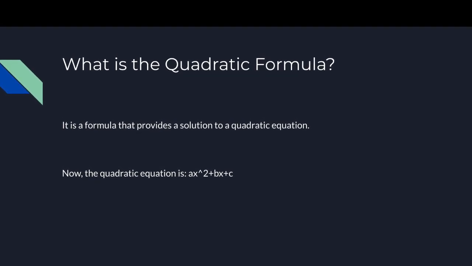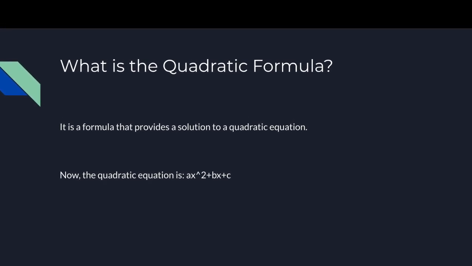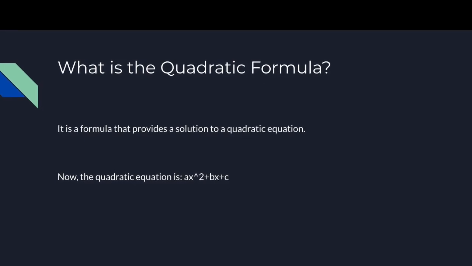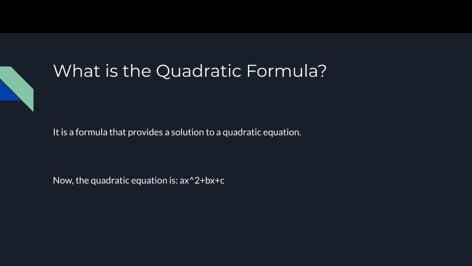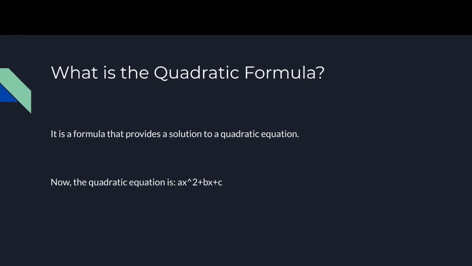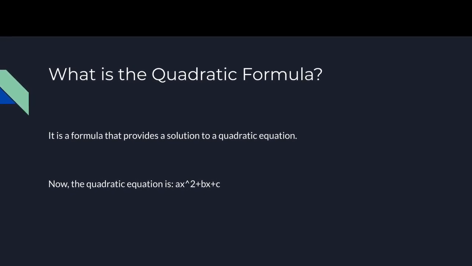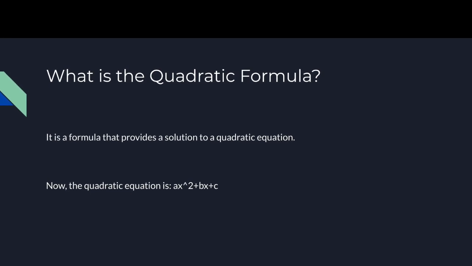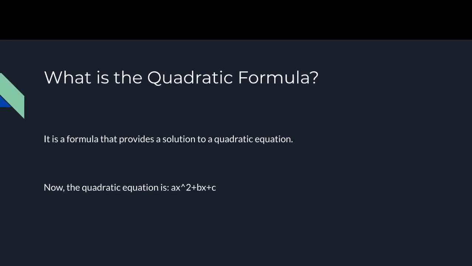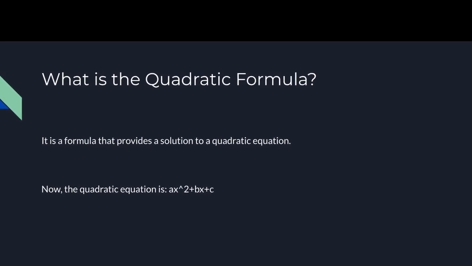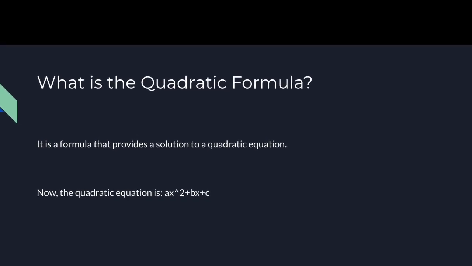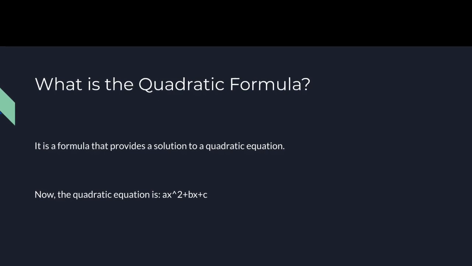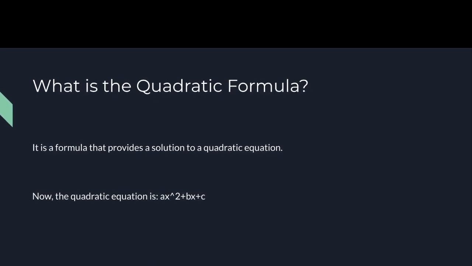So, of course, you have to know what a quadratic equation is. Well, the quadratic equation is ax², that means x to the second power, plus bx plus c. And I'll show you some examples of that with actual numbers in it soon. So, now that we know the equation that we're using for the quadratic formula, let's look at the actual formula.